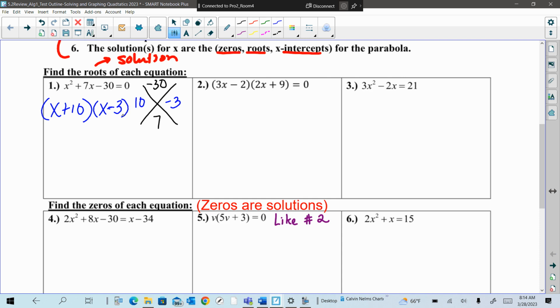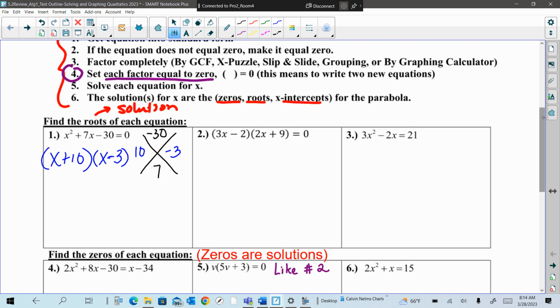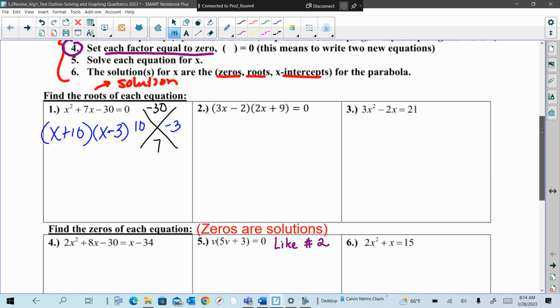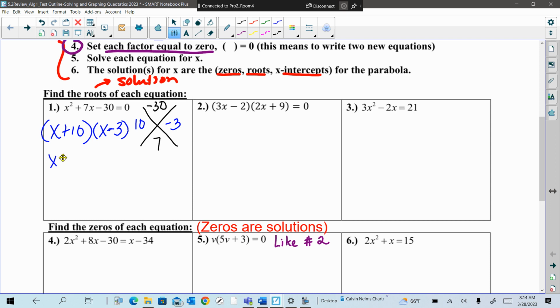Okay, now since we're solving it, remember, I'm just going to refer to step 4. Make sure you set each factor equal to 0. Some of you already know the shortcut of that, but if I give you the factors, the parentheses, you make it equal to 0 and you solve for x. Now, I know you can do this mentally. I don't need the work from this.